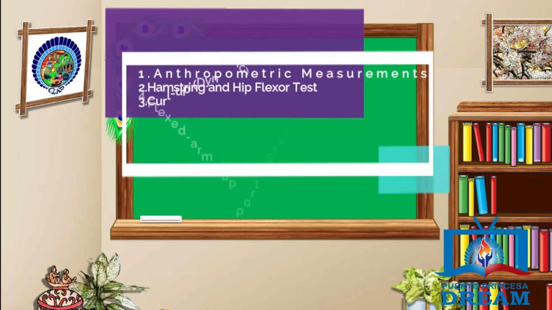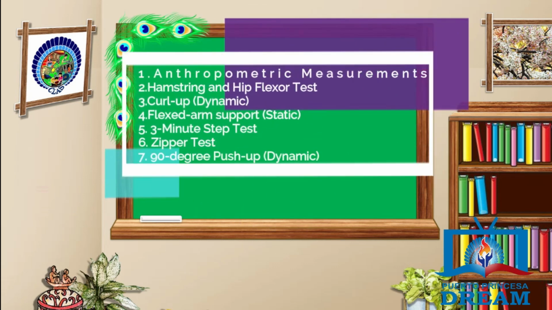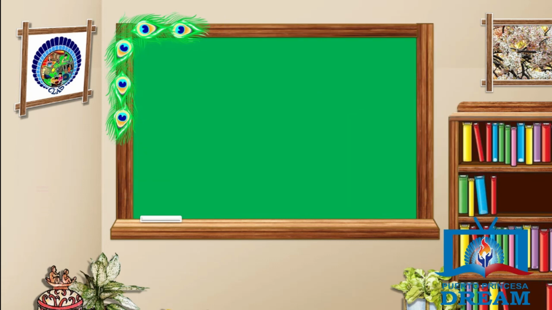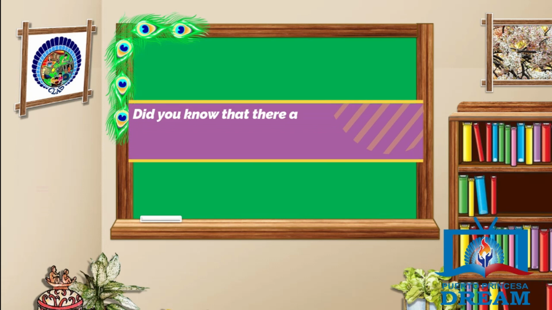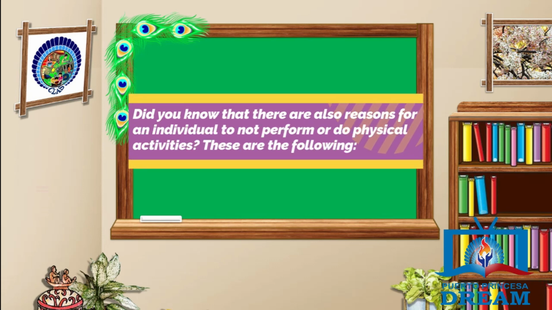Number 1. Anthropometric measurements. 2. Hamstring and hip flexor test. 3. Curl up. 4. Flex arm support. 5. 3-minute step test. 6. Zipper test. 7. 90-degree push-up. Did you know that there are also reasons for an individual to not perform or do physical activity?